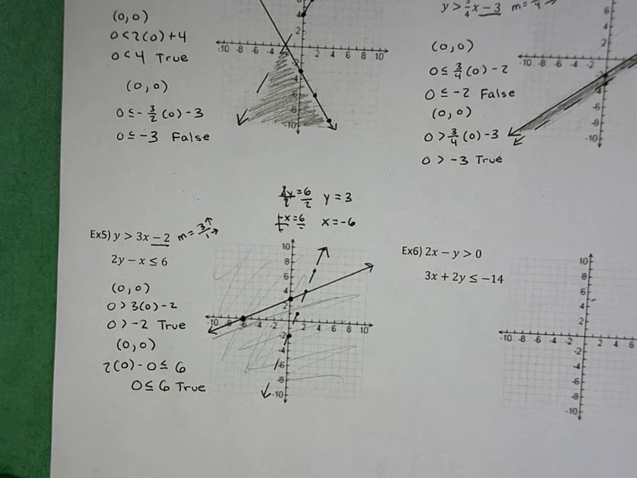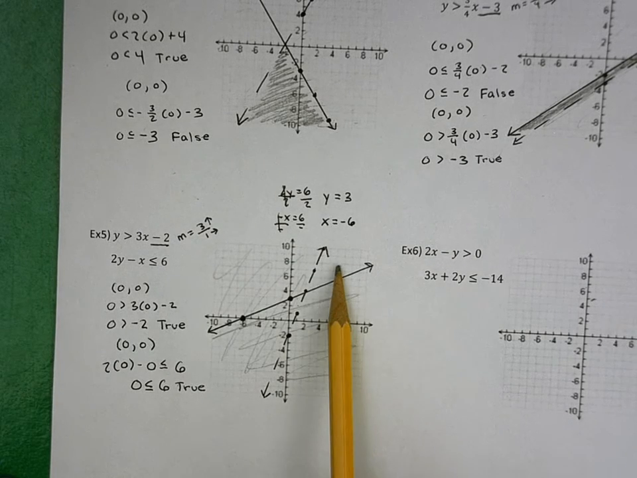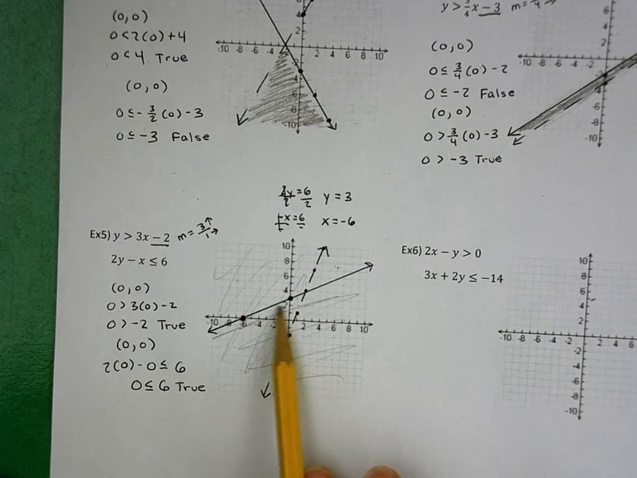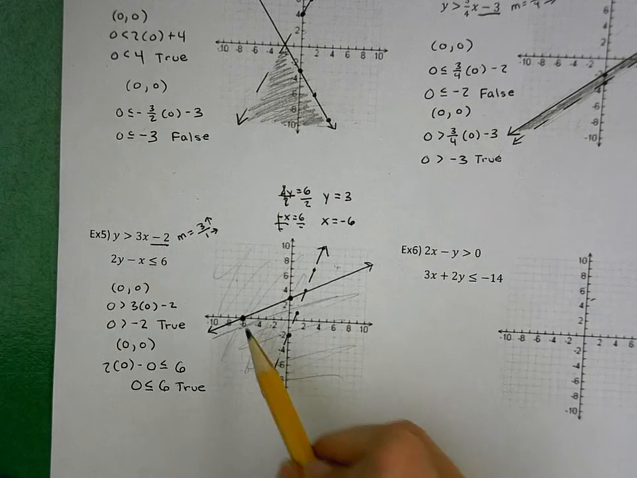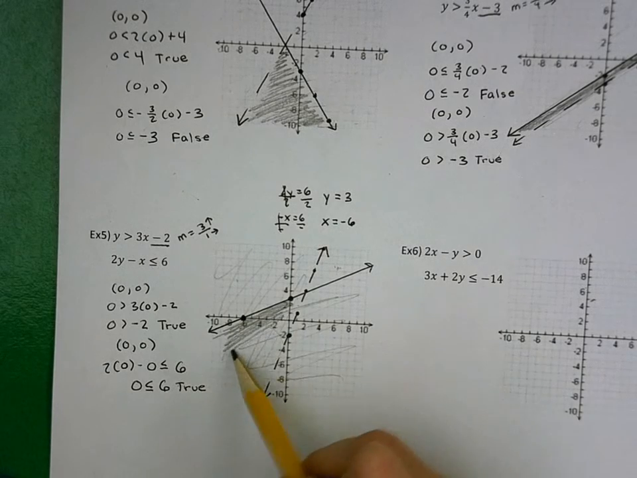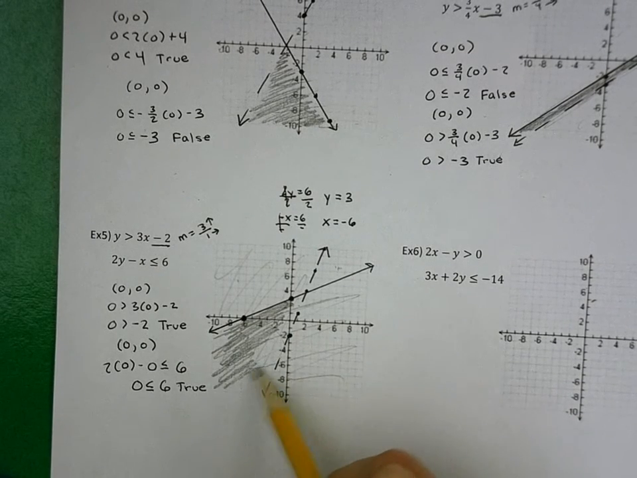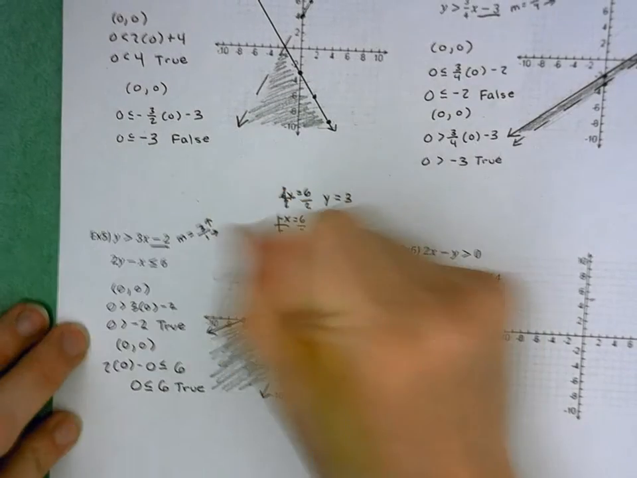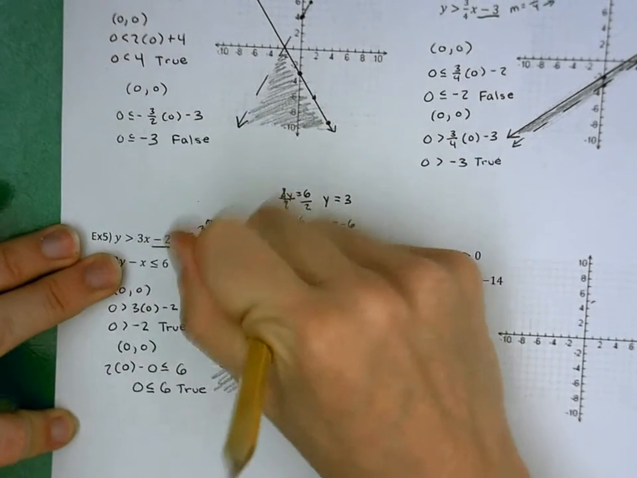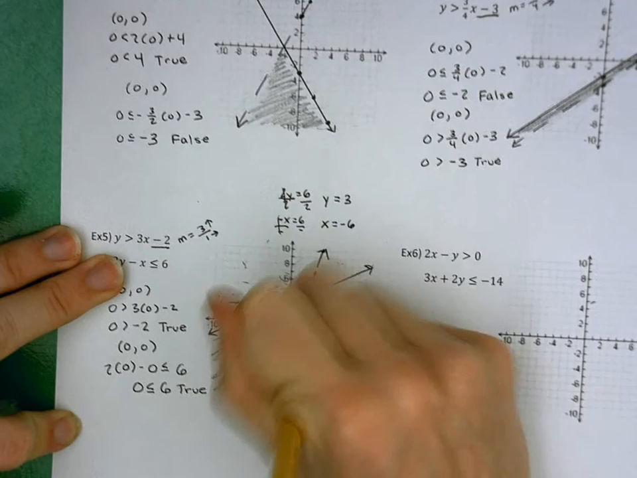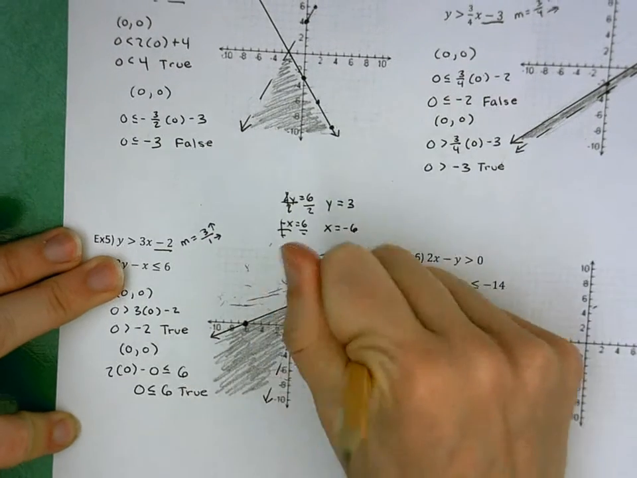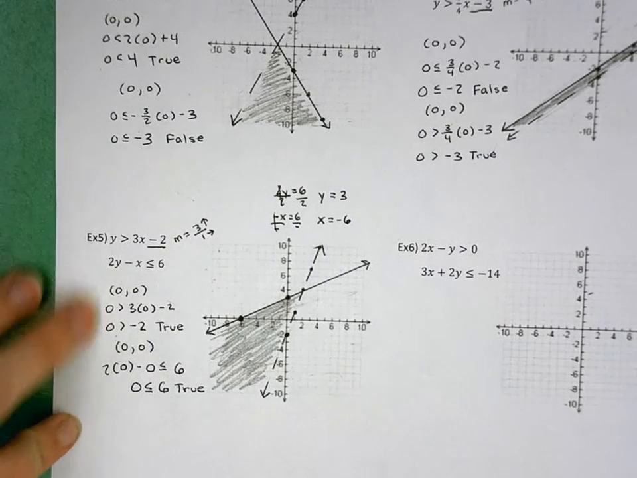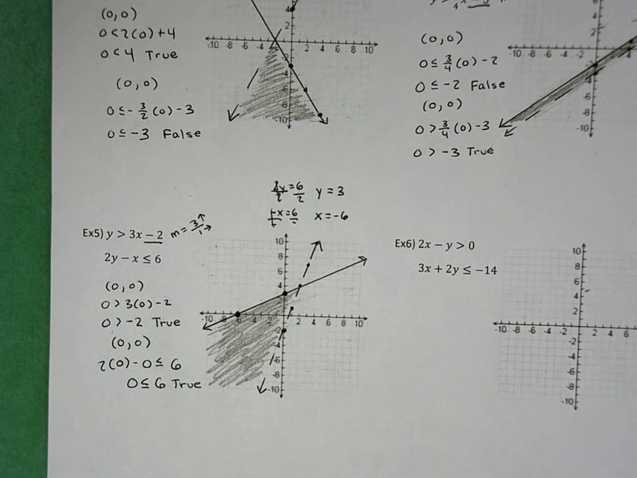So what do they share? Neither shade that region. One shades this region, one shades this region. They both shade in here. And so this is going to be my answer. Right in here. Okay. And then clean it up a little bit. And there you go. That's graphing systems of linear inequalities.